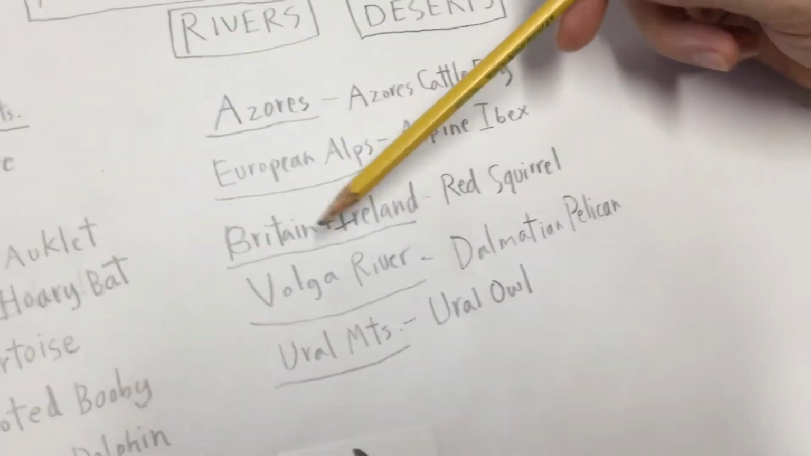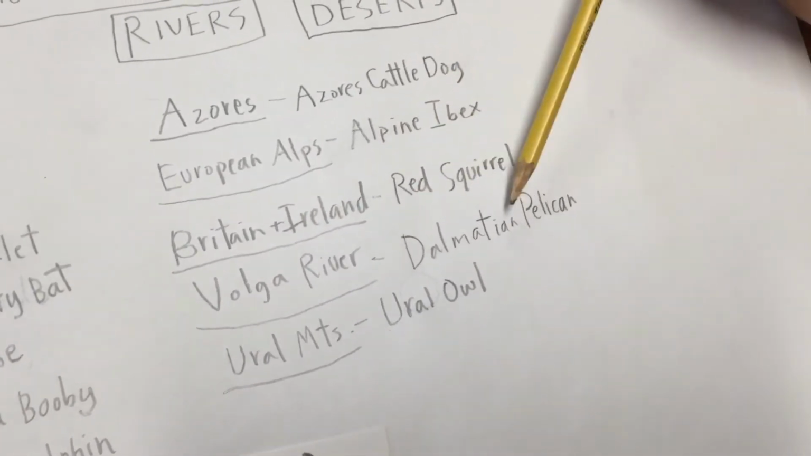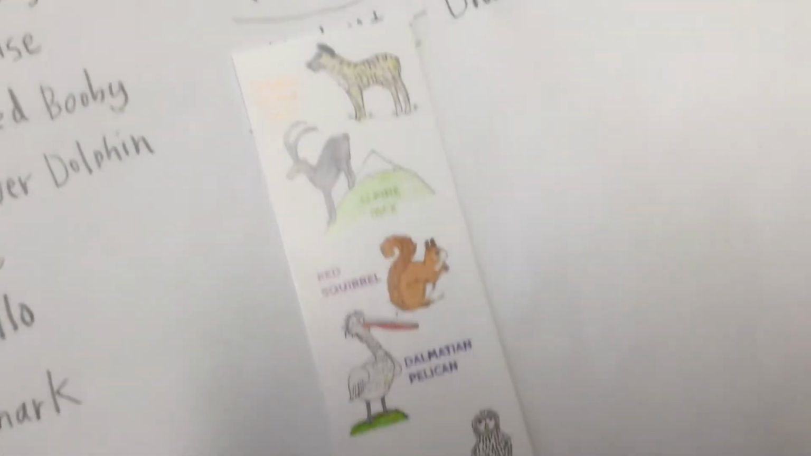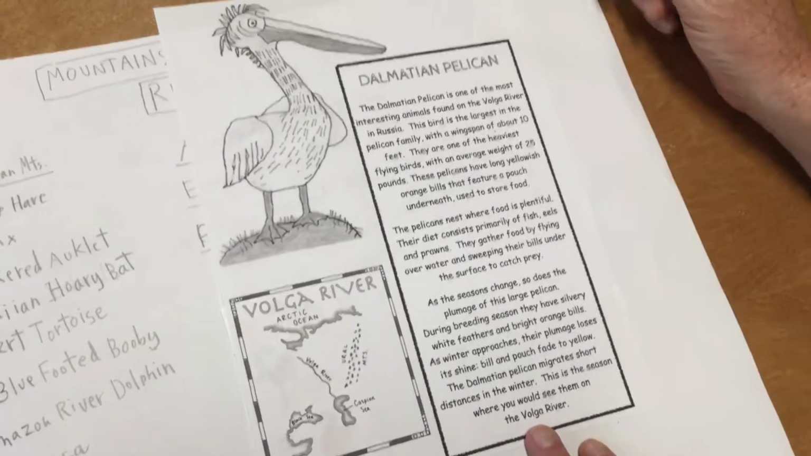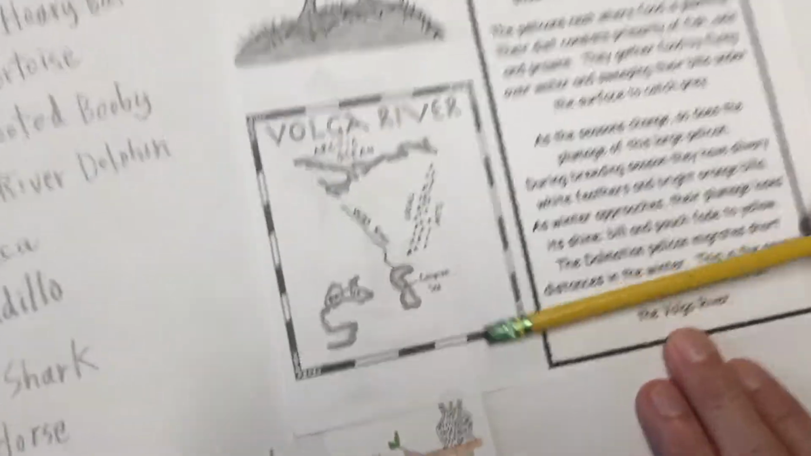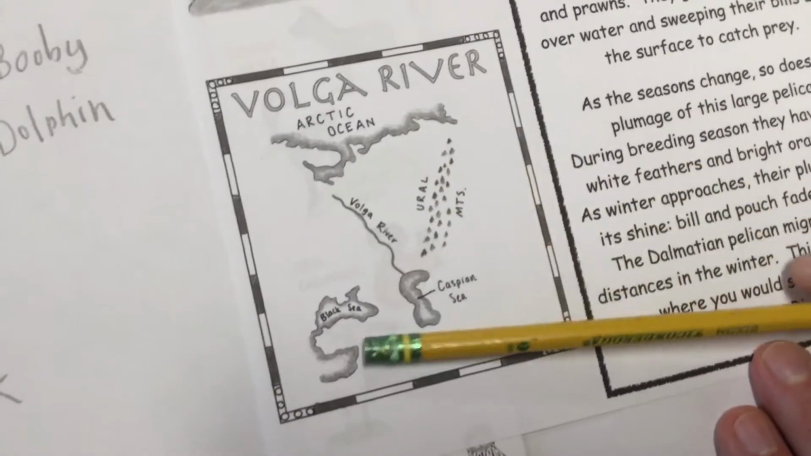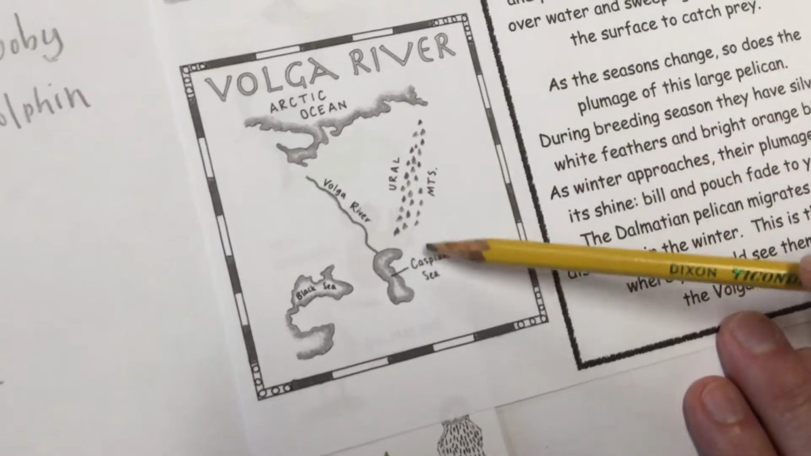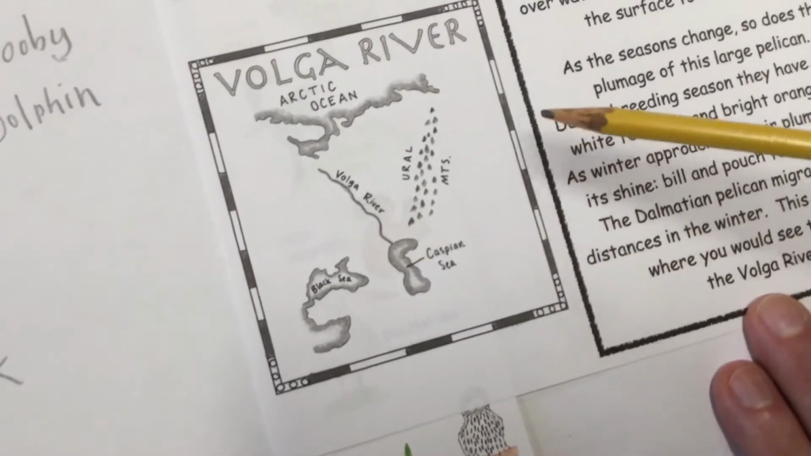Okay, we're going to be adding the Volga River, and that's going to be associated with the Dalmatian pelican. We printed off one of the descriptions of that from our website. You can see it up close, and you can also take a look at this little map right here, which shows the Volga River. We're going to be looking at that on our continents of the world map. Actually, this shows a bunch of things: the Volga, the Ural Mountains, the Caspian Sea, and the Black Sea.